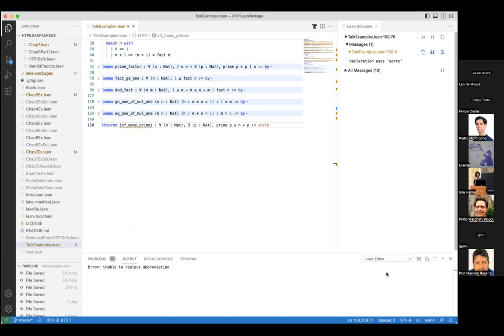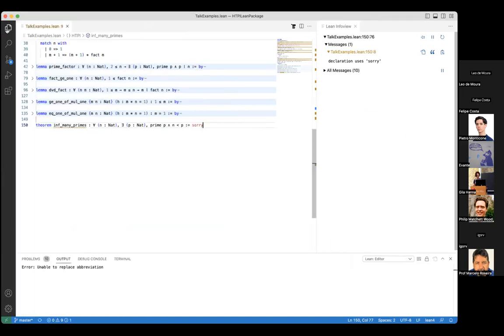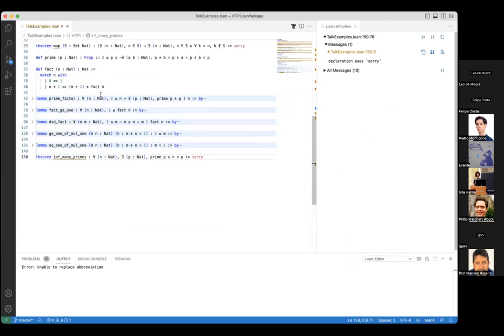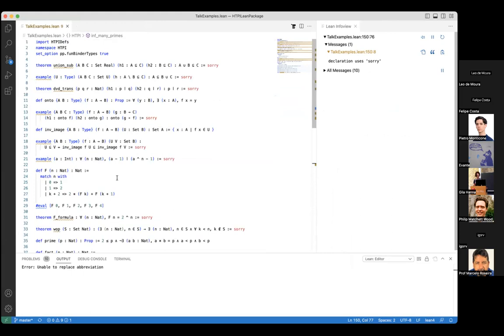So I hope now you're seeing... actually, let me get rid of this. So now you should be seeing Lean on your screen. And yes, what I have here is a file with a list of theorems, and I'm just going to see how many of them I can prove in the remaining time.